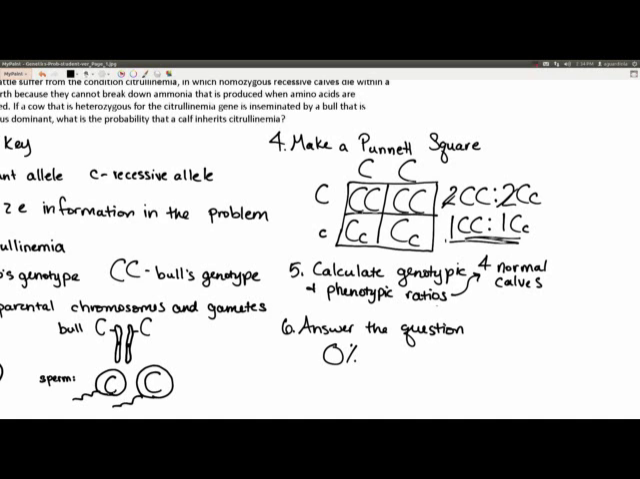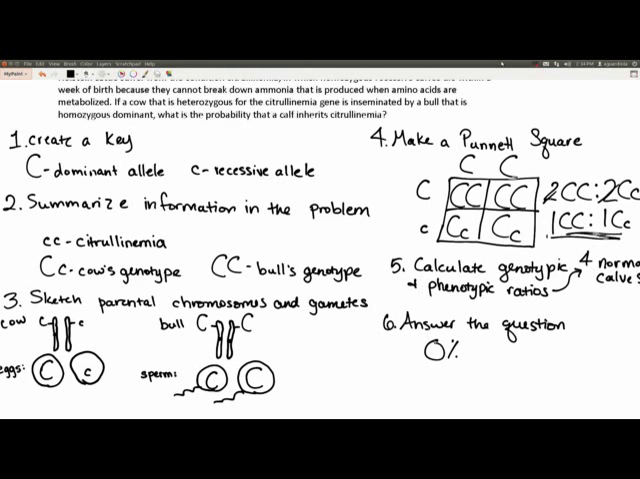It's asking us the probability that a calf inherits citrullinemia, and 0% of the calves will inherit citrullinemia. All right, so this is a basic example, but hopefully you will be able to apply these steps when you start to solve more complicated genetics problems.